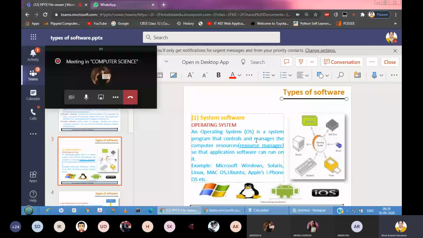Android operating system. Okay, Lollipop and other Android versions are there, no? Microsoft Windows is an operating system. Solaris is an operating system. Linux, macOS, right? Ubuntu, Apple's iPhone. These are all iOS operating systems.